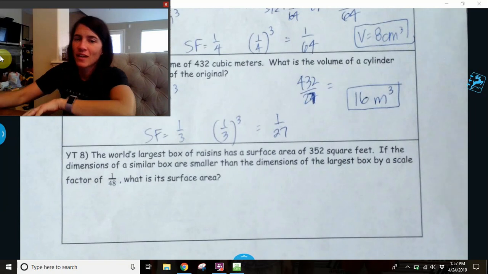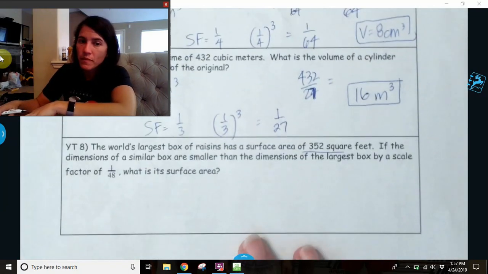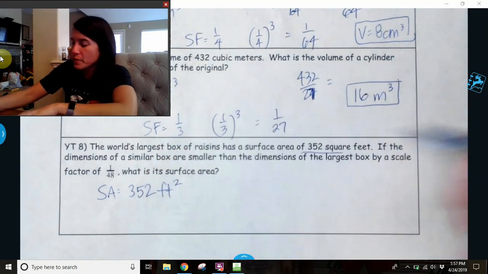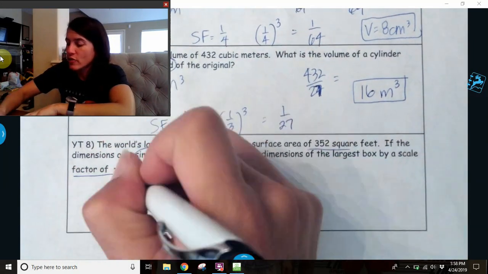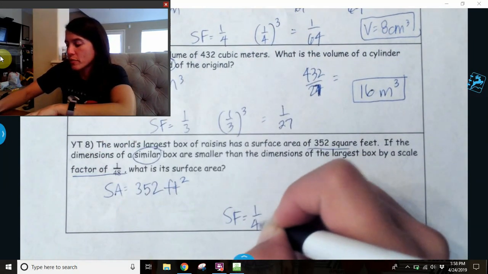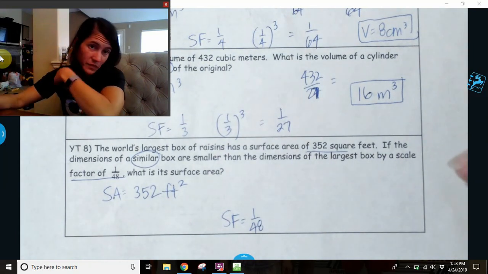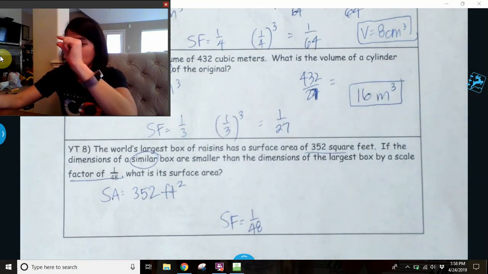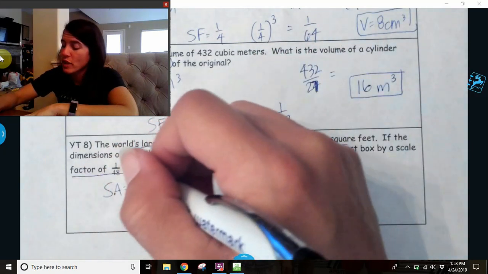All right, last U-try. The world's largest box of raisins has a surface area of 352. I feel like we used 352 also. No, maybe not. So surface area is 352 feet squared. If the dimensions of a similar box are smaller by a scale factor of 1/48. Oh, wow. So the scale factor is 1/48. That means the box is going to be tiny, tiny. If the similar box has dimensions smaller than the large box by a scale factor of 1/48, what is the surface area?